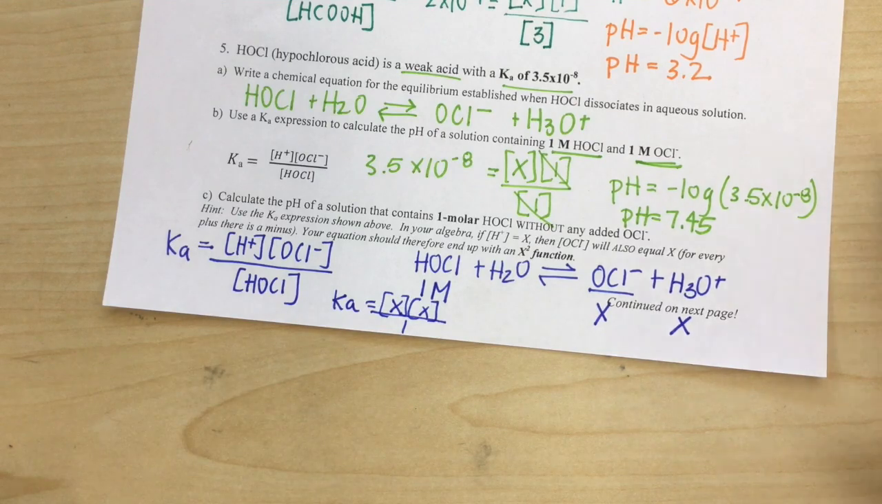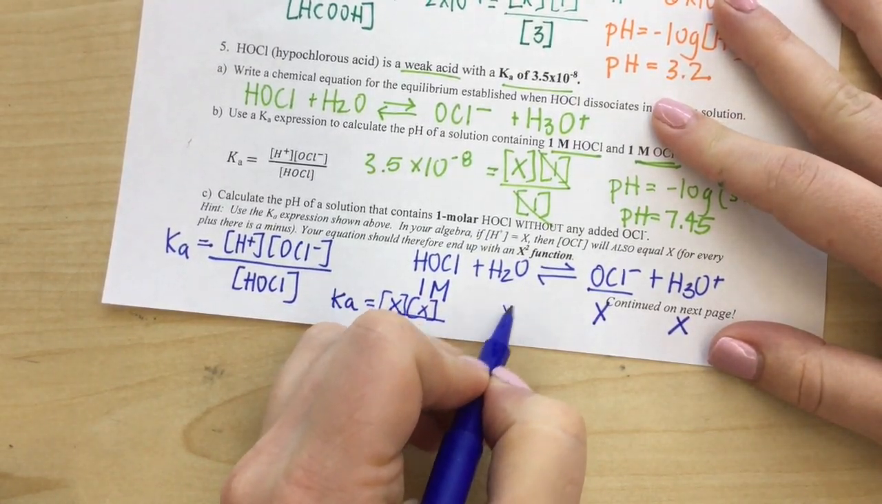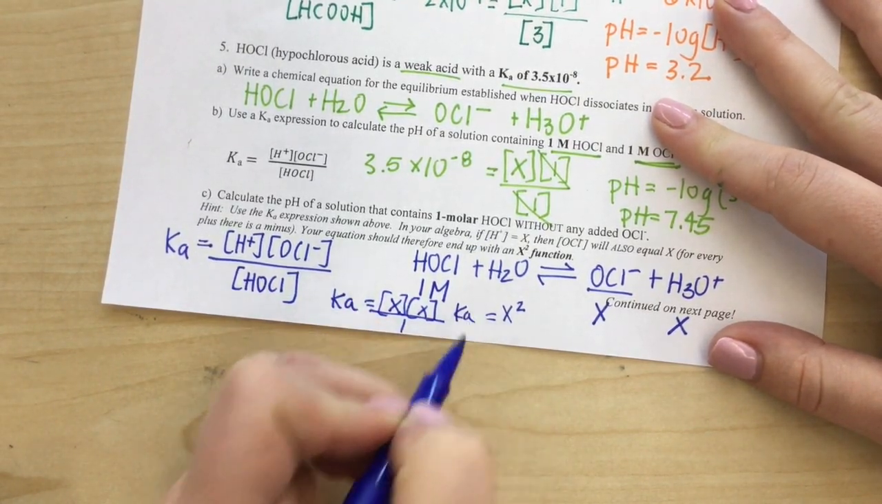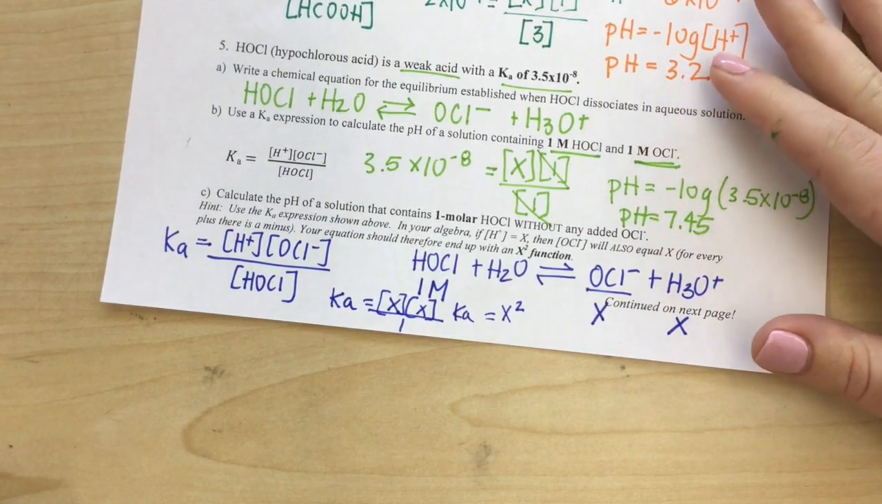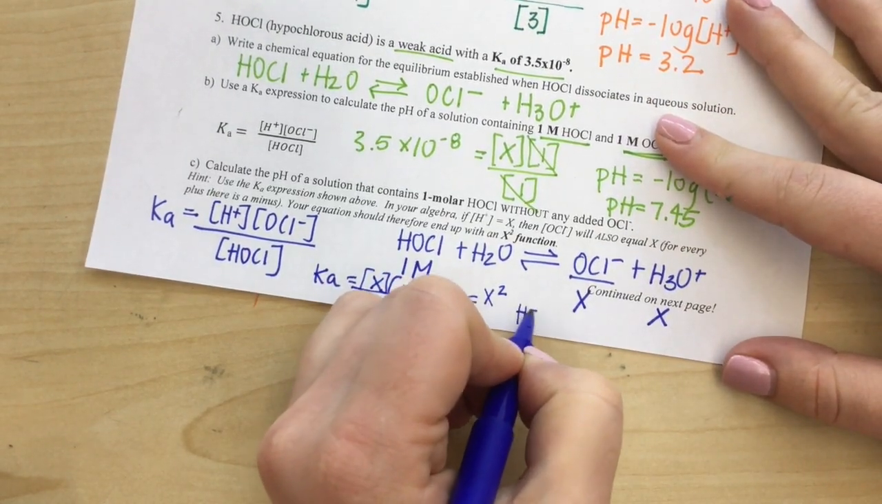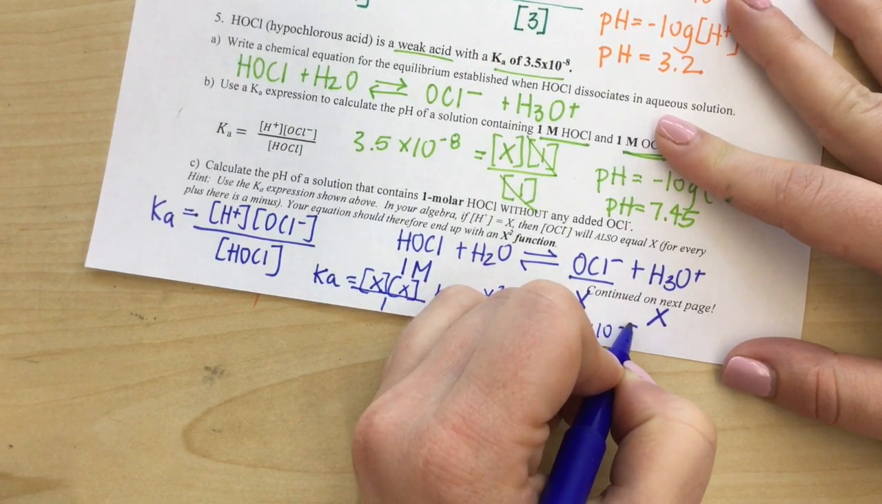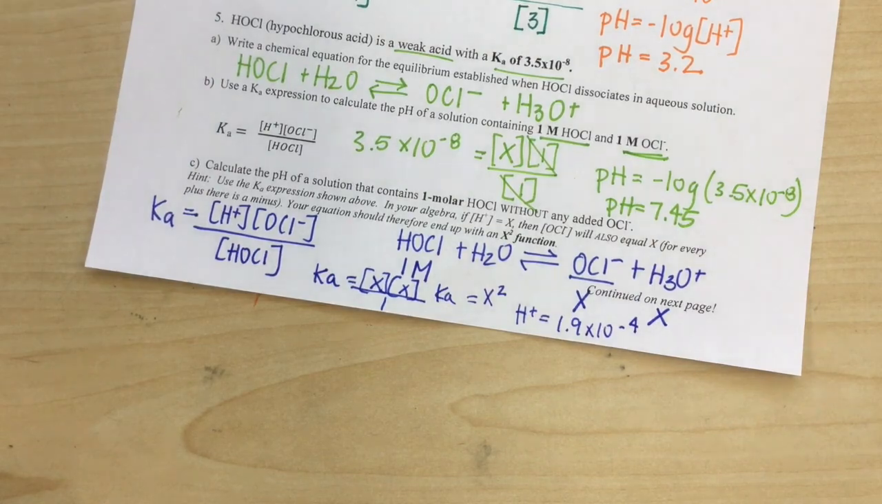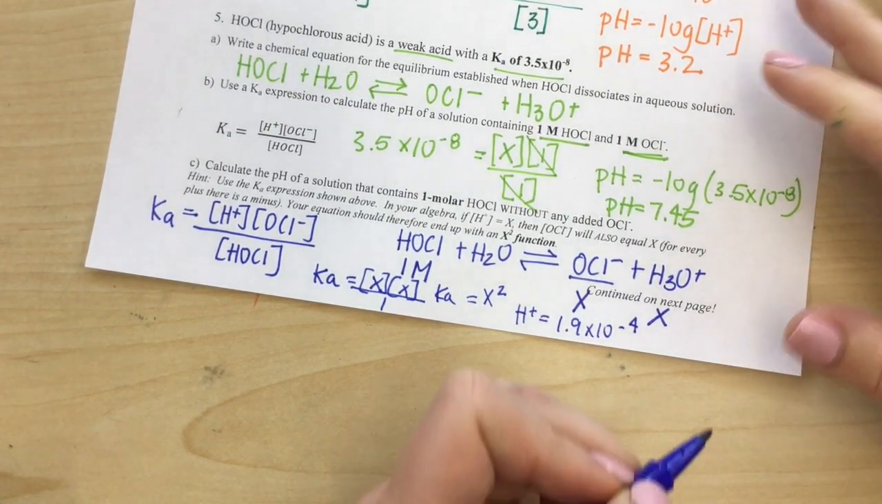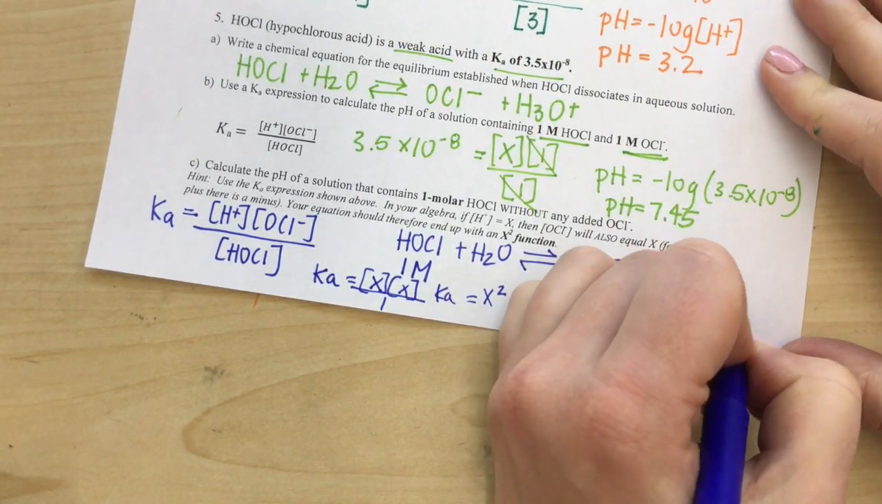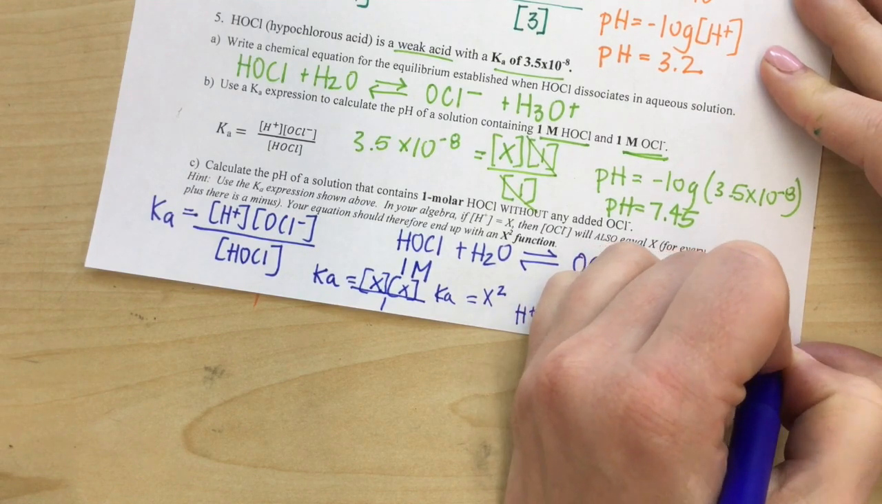And from here, you can solve using x squared. Take the square root, and we get an H plus concentration, 1.9 times 10 to the minus 4. And if we take the negative log of this number, we get a pH of 3.7.